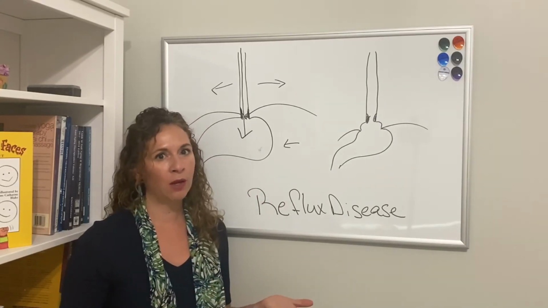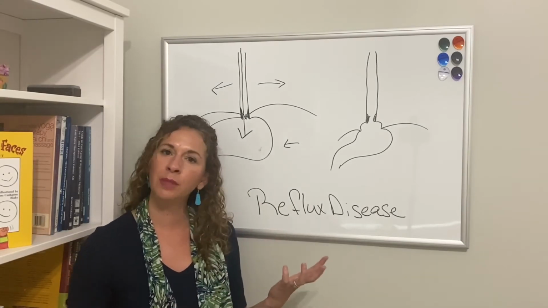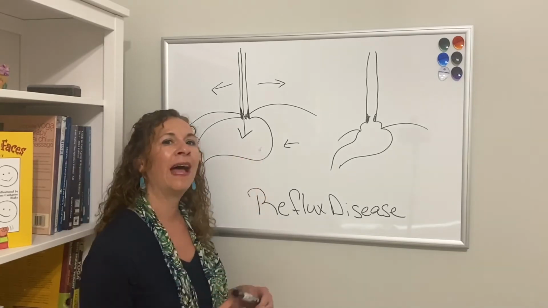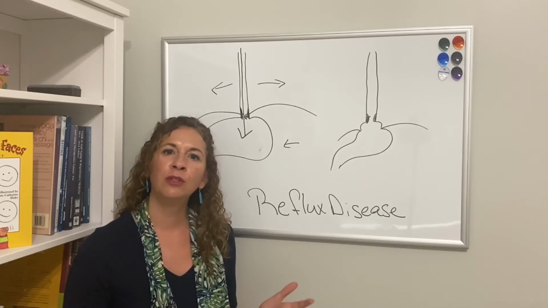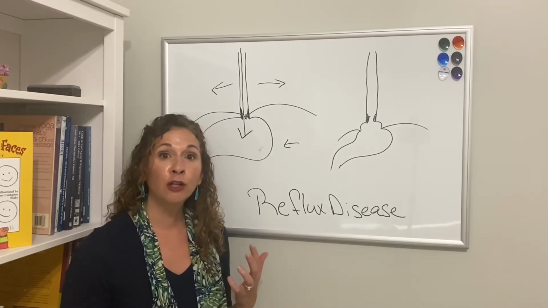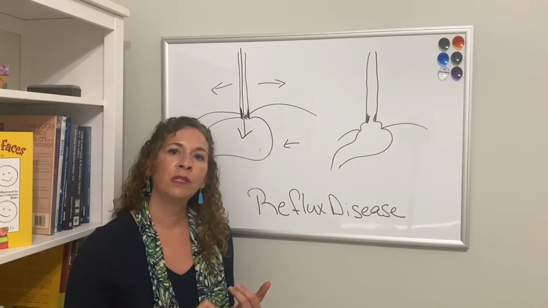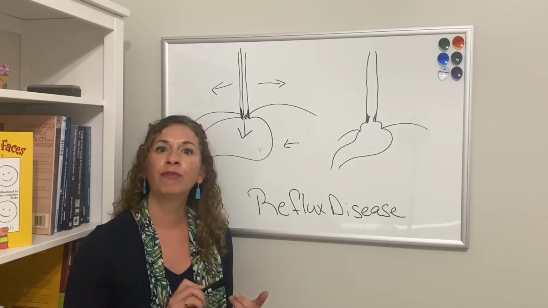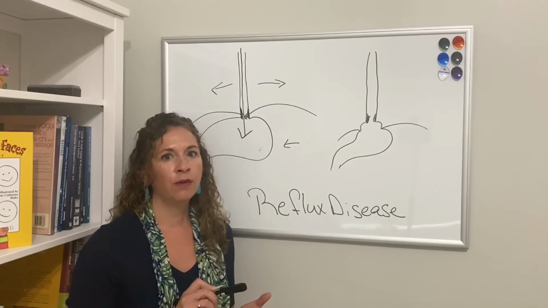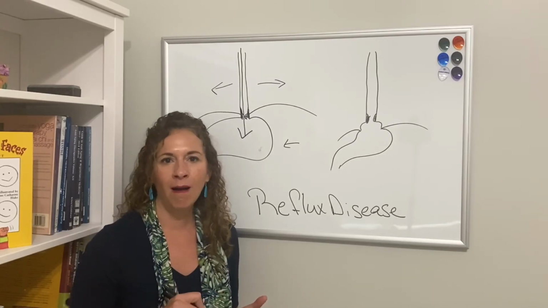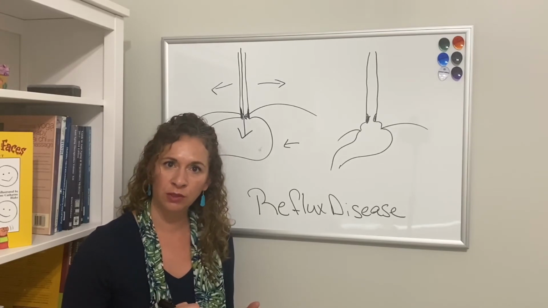Now, what do we do about it? The most common thing is that a GI provider is going to put you on a proton pump inhibitor, which decreases the amount of acid that your stomach makes. There's a number of problems with long-term use of proton pump inhibitors, including increased risk of osteoporosis, increased risk of bone fracture if you fall, B12 deficiency. So those are just a couple of the very common risk factors associated with long-term use of acid reducers.